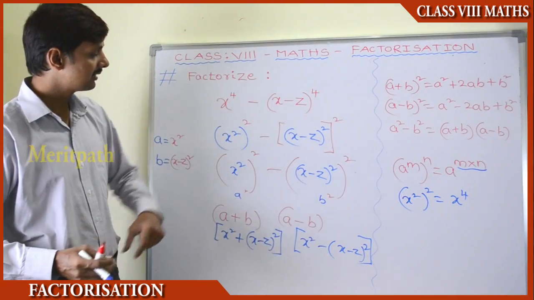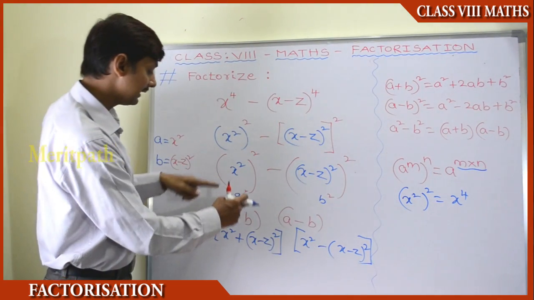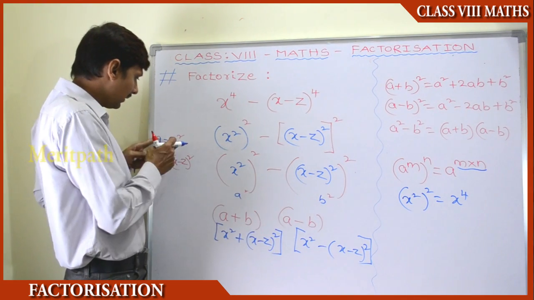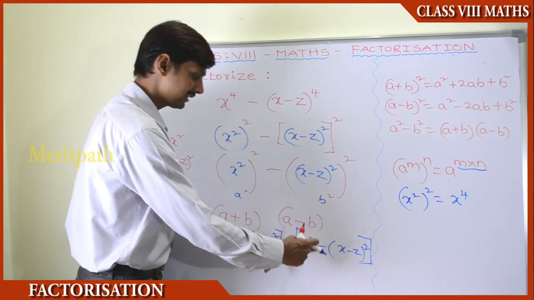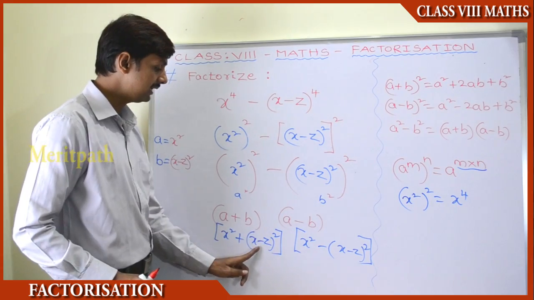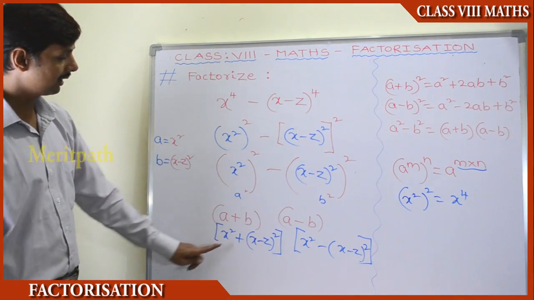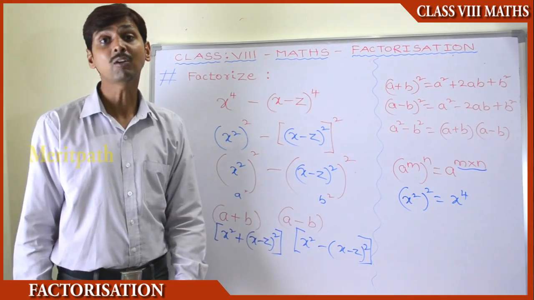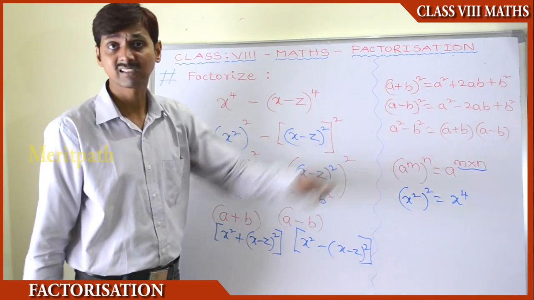So we have written, let's recall, a square minus b square. That can be written as a plus b into a minus b. So the value of a is here x square, and b is x minus z whole square, and a is x square minus b is x minus z whole square. So a plus b, a minus b. So let's see here, this is x square, x minus z whole square, x square, x minus z whole square. We can simplify this part using the identity of a minus b whole square.